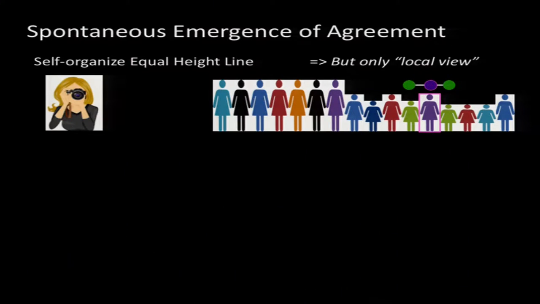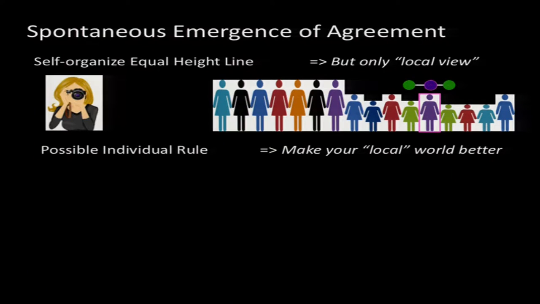So if I think of just one of the people, like this purple person here, the problem for me in that situation is I can only see the people to the left and right of me, and I don't know how many people are in the line. So the only actions I can take have to be based on the people I can see next to me. And I don't really know what's going on in the rest, so I can keep trying to take actions based on my neighbors. So one possible individual rule I could use is to try and make my local world better. And this actually turns out to be an individual rule that works.